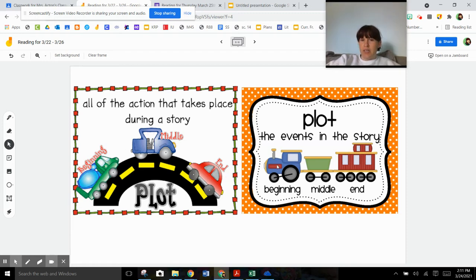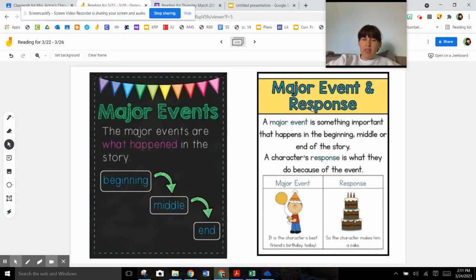So again, the beginning, the middle, and the end, all of those events in the story, and all three parts of those is what makes the plot. Now, this next one is called the major event. The major event and the plot are very much alike. As you can see, this first poster of major events, there is beginning, middle, and end. The major events are what happened in the story.